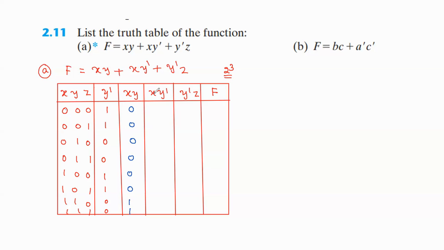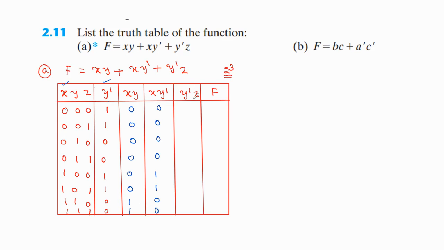Next, x y dash. X y dash means we have to see x and y dash. Therefore, with x as 0 the output is 0. Here there are 4 zeros in x, so automatically all 4 values should be 0. Next there are 4 ones in x, but in y dash we have only 2 ones here. So 1, 1, and the remaining 2 values are zeros because here we have 2 zeros.